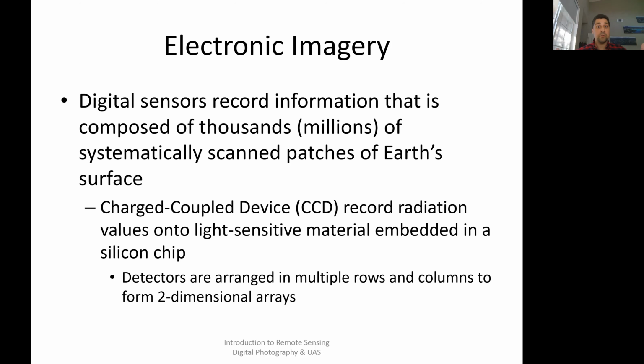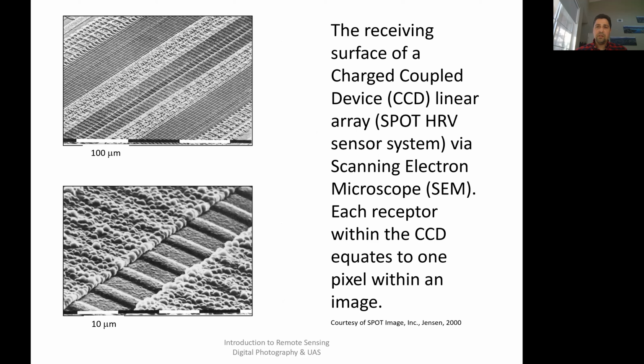The author goes into this stuff in greater detail, trust me. And so what happens is we end up with multiple rows and columns of digital arrays, stacked like that, as if you're looking at a big table. Each one of those little cells is a pixel, just looking at it from a microscope. So when we say linear array, we're talking about the row of pixels in a linear line fashion. This is an example from a SPOT satellite sensor.